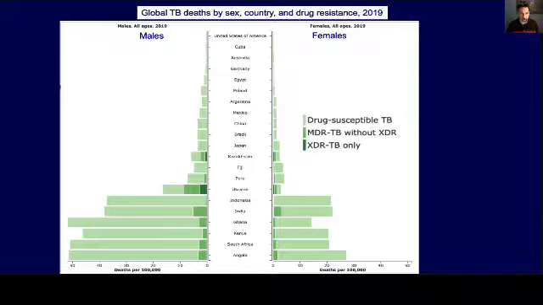And this is the same plot that I showed you before, except now it is adding the layer of drug resistance that I mentioned. So this is TB deaths by sex and country, but the darker shades are showing the proportion that are due to multi-drug resistant and also extensively drug resistant TB. So you can see the countries around the world where drug resistance is playing an important role in deaths due to TB. We see, for example, Ukraine and Kazakhstan have among the largest proportion of deaths where there's extensively drug-resistant TB involved.